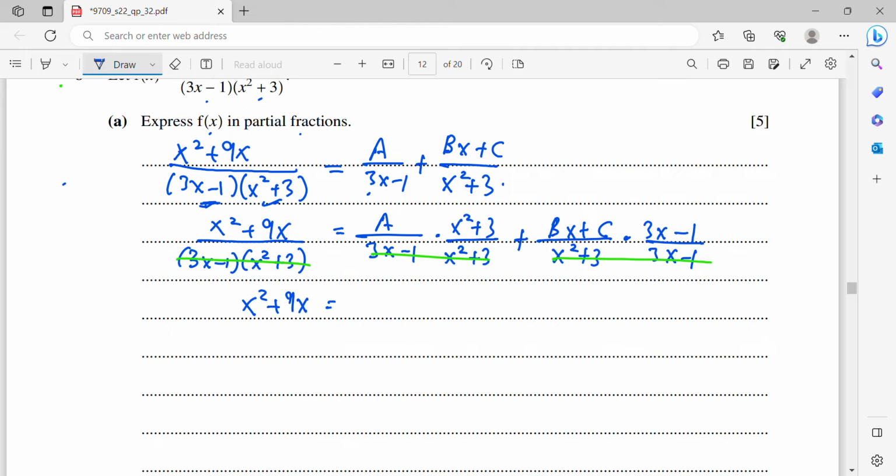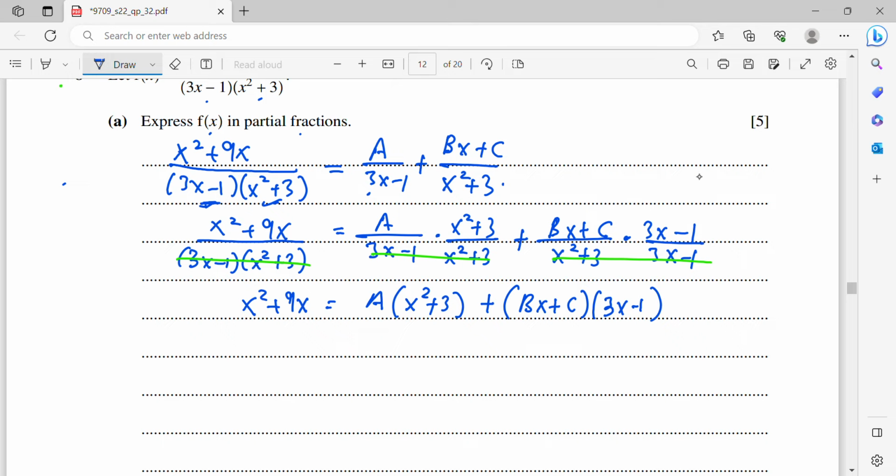Left-hand side will be x squared plus 9x. Right-hand side, the first term is a times x squared plus 3. The second term is going to be bx plus c multiplied with 3x minus 1. That's why I put a bracket for the bx plus c. Okay, now, next step is to get all the unknowns, the a, b, c.